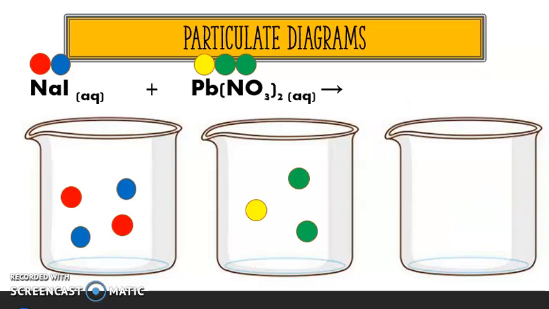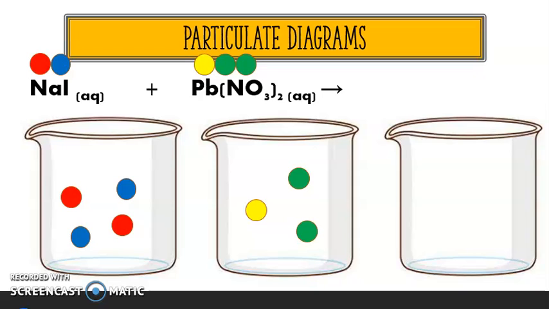Let's take a look at the combination of NaI and PbNO3. Now, I tried to put the little circles up on top of those chemicals so that you could see which is which. So Na this time is going to be red, I is going to be blue, Pb is going to be yellow, and NO3 is going to be green. Now, notice in this example, I put in 2 green dots to represent the 2 NO3 ions that you have for each one Pb.